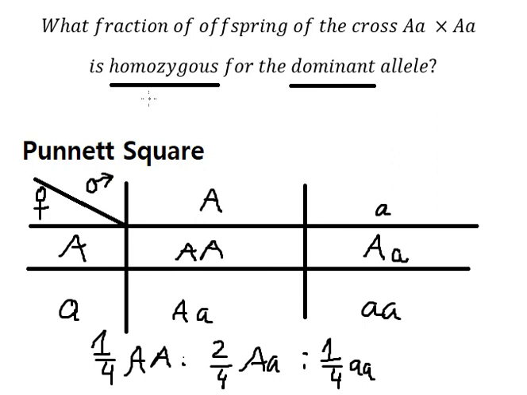So because they want to find homozygous, that is about this one or this one, but that should be about dominant. So that is about this one. So we just write 1/4. And that is the final answer.